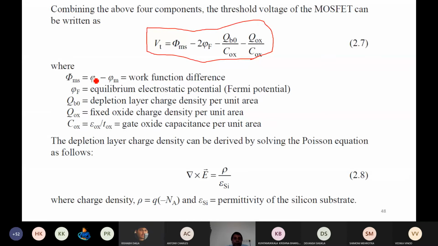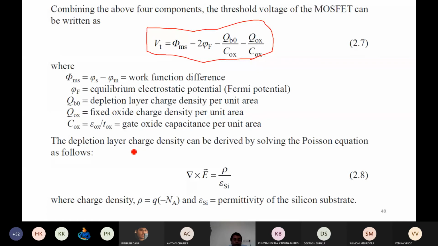That is the term phi ms. Another term phi f is the equilibrium electrostatic potential, or we can say Fermi potential. Also there are two types of charges: Qb0, which is the depletion layer charge density per unit area, and it will be calculated. And Qox is the fixed charge density per unit area in the dielectric, and Cox is defined here as epsilon ox by tox, the gate oxide capacitance per unit area. So all these terms are clear, and all of them can be found out.